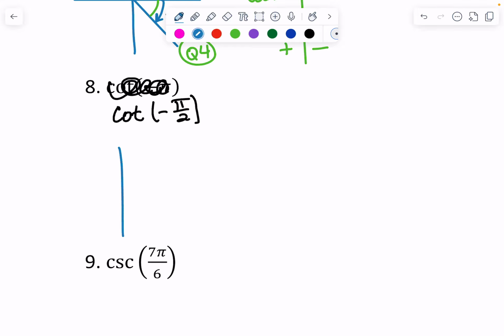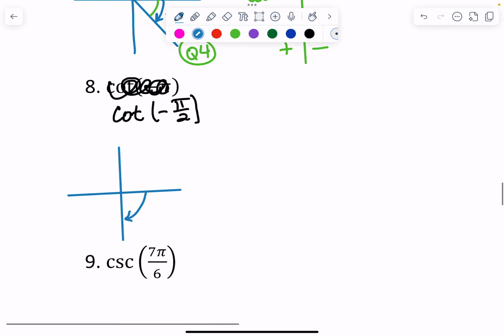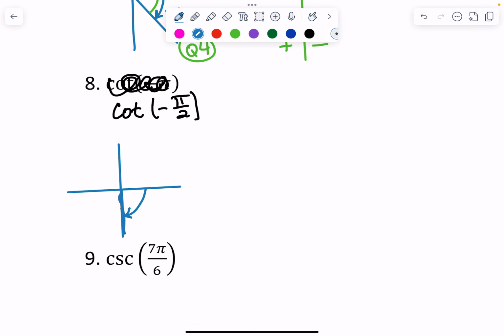So if I'm looking at this one, let's go ahead and draw it. Cotangent of negative pi over 2. I'm going this way around. This right here is pi over 2 angle. So I'm right on this axis right here. This is basically the angle or vector that I'm going to. So this is pi over 2 right there, or negative pi over 2. It's either one. So what I'm really looking at here is if I went the positive way around, I would have a 3 pi over 2.